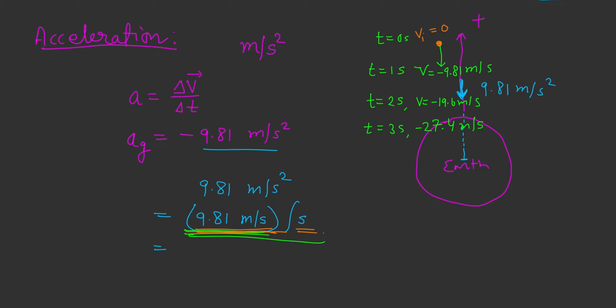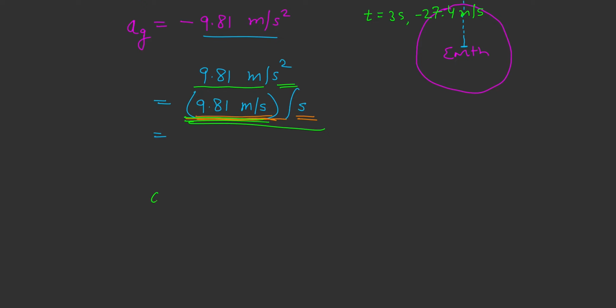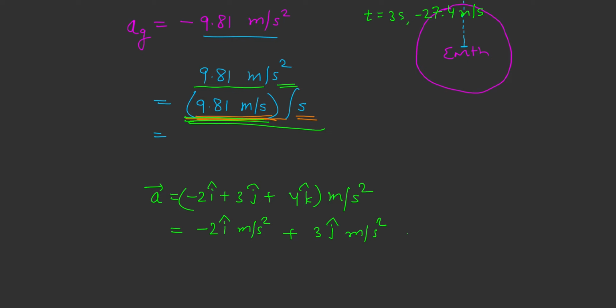So 9.81 meter per second squared means acceleration gives you the magnitude of velocity change taking place per second, or per unit time. So similarly, you can express it in vector form also. Suppose the acceleration of a certain object is minus 2i plus 3j plus 4k cap, and suppose the unit is meter per second square. So you can further open it as minus 2i cap meter per second square plus 3j cap meter per second square plus 4k cap meter per second square.